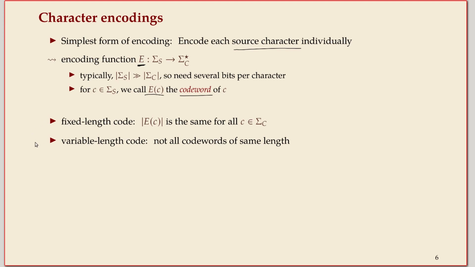There will be two main types of character encodings. They can either be fixed length codes, in which all characters in the source alphabet, sorry, this should be S, are encoded with a code word of the same length. Those are the simplest types of codes, but they're also widely used, and because they're simple, they make processing of the strings faster. But there's also the option that the code words have different lengths, and then it's called a variable length code.